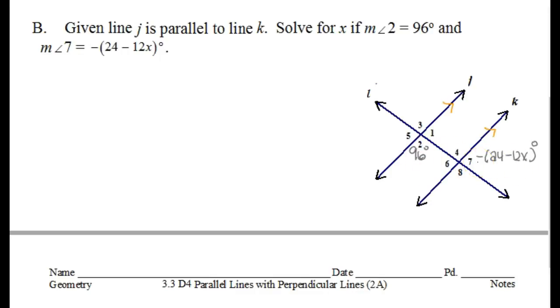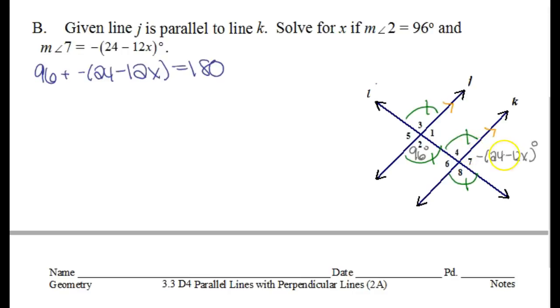So that means we're going to have a two-step problem. If you know that angle 2 is 96, what other angles are also 96 degrees? So angle 3, angle 4, and angle 8 are also 96 degrees. Looking at this, do we have a relationship that we can create for angle 7? Or do we have an equation we can create now?